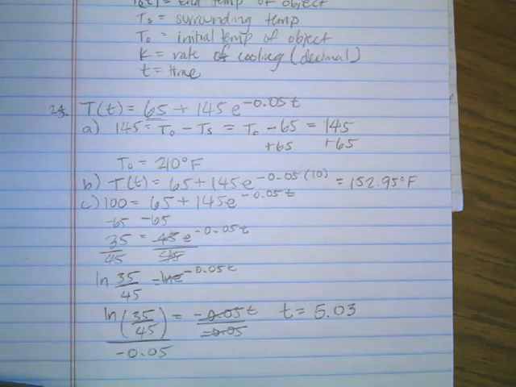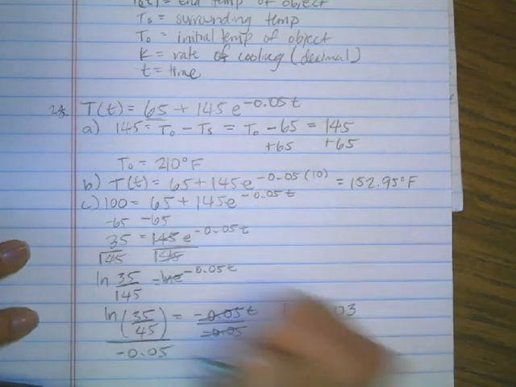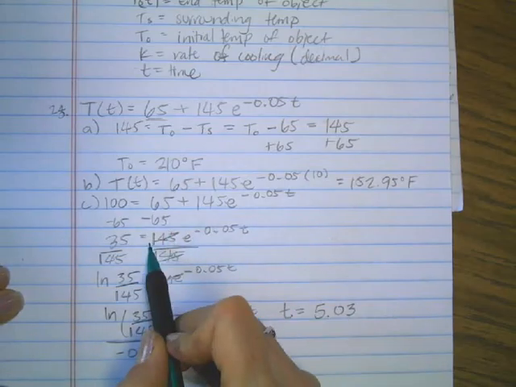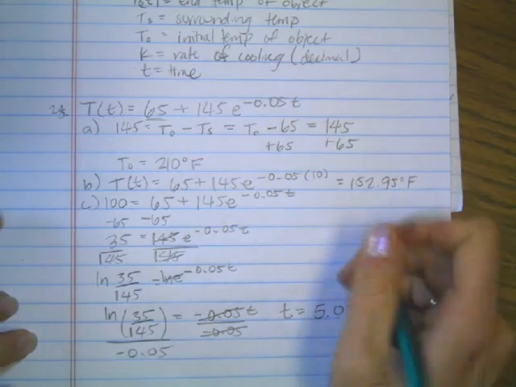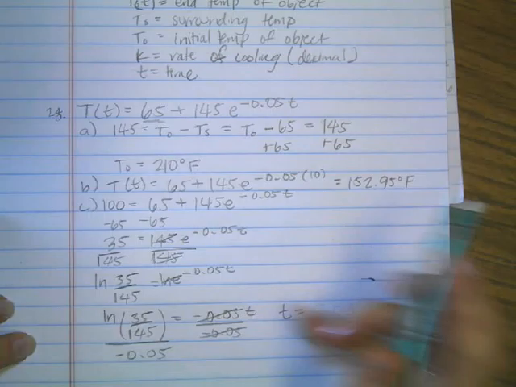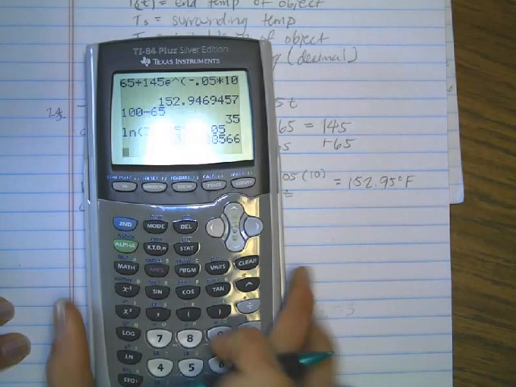I'm sorry, here it should have been 145. I knew that wasn't right. So you have to divide by 145. So let's try this again. So here I should have written 145. It's going to change it a lot. It shouldn't be 5 minutes. Since it took 10 minutes to get to 152, it wouldn't make sense that it takes 5 minutes to cool down to 100. So let's try it again.